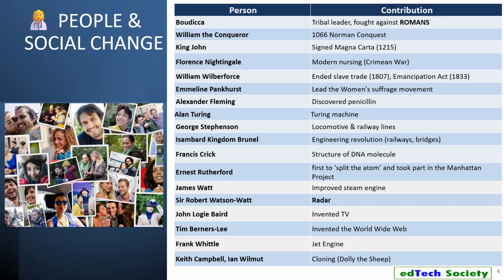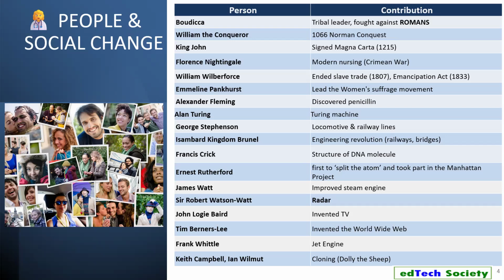Now come to science. Alexander Fleming, who discovered penicillin. Alan Turing, who discovered the Turing machine. George Stephenson and his son, both locomotive and railway lines were their brainchild. Isambard Kingdom Brunel is very famous for the engineering revolution, railways, and bridges. Francis Crick discovered the structure of the DNA molecule.